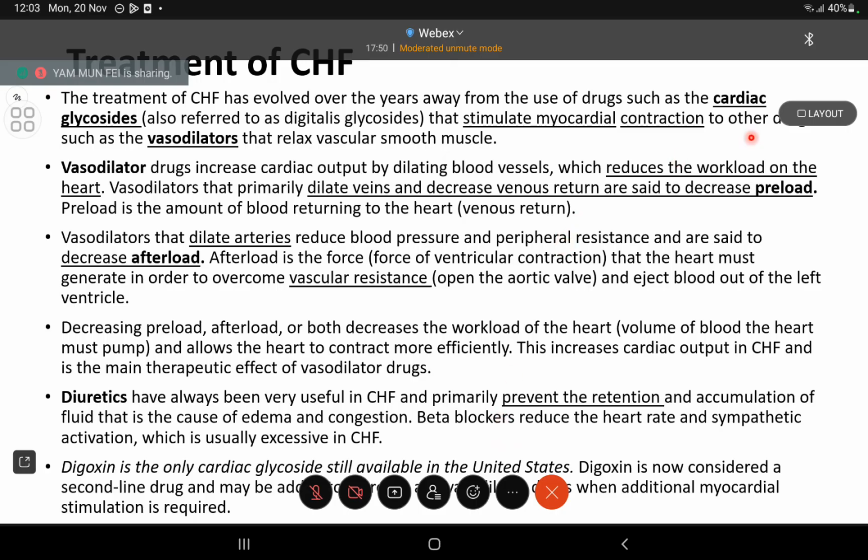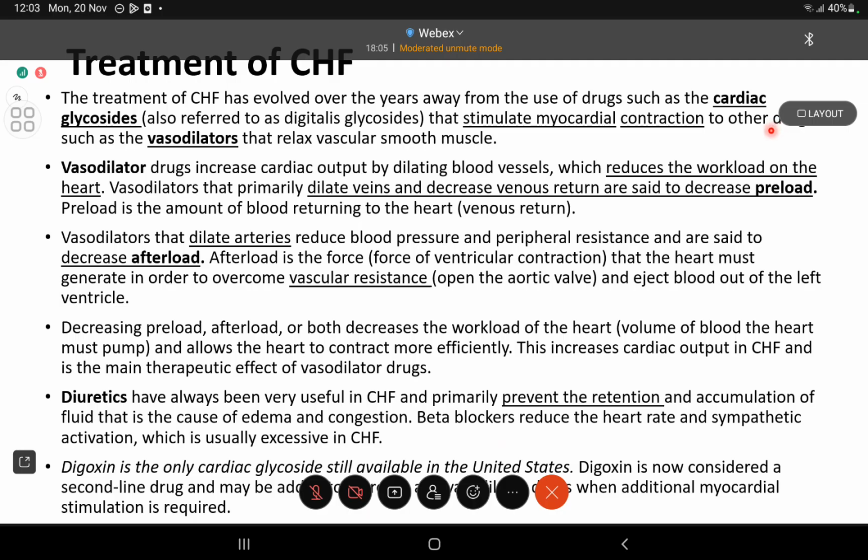So for glycoside, no choice, only one type. Cardiac glycoside only has one type. So we need to study it in detail, because the cardiac glycoside is quite important for chronic heart failure patients.